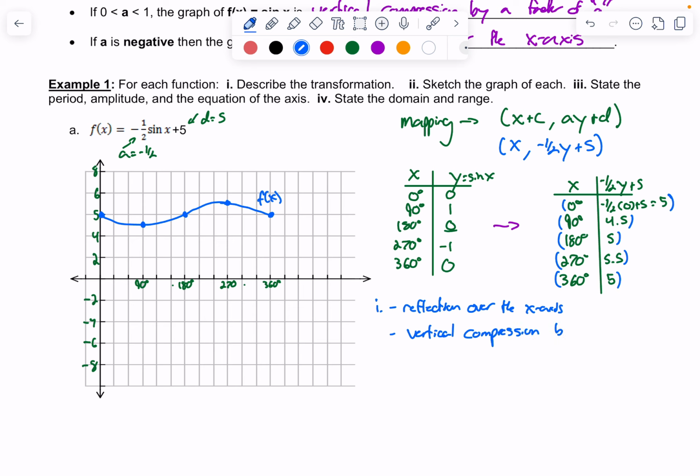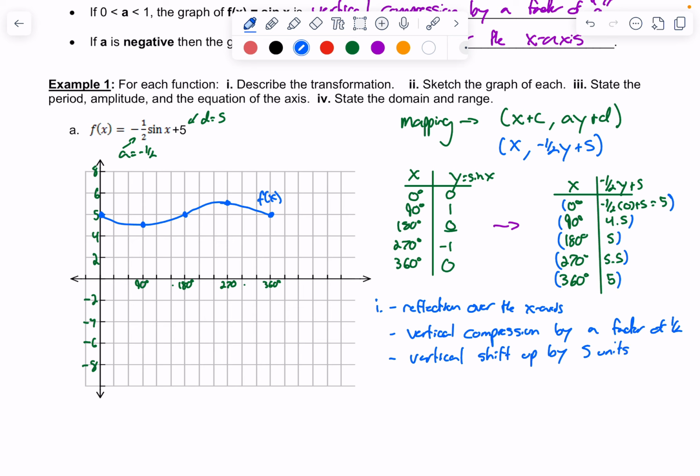And then you have a vertical compression by a factor of 1/2. Then you have a vertical shift up by 5 units.